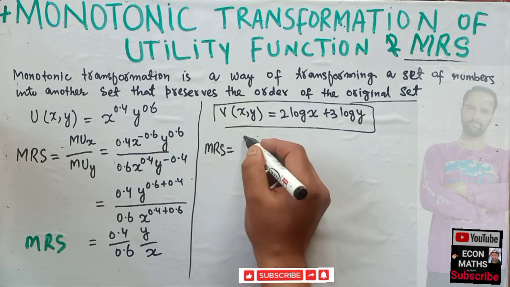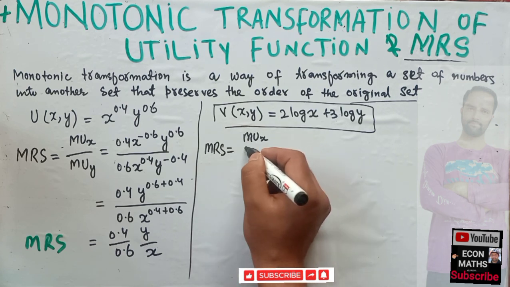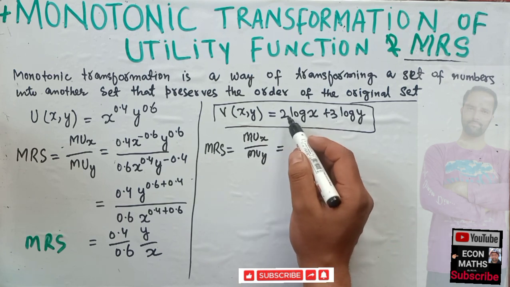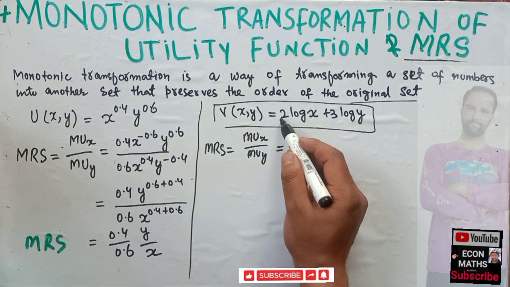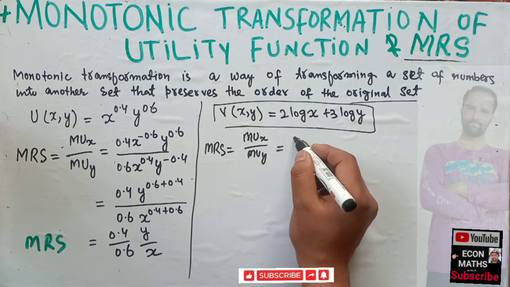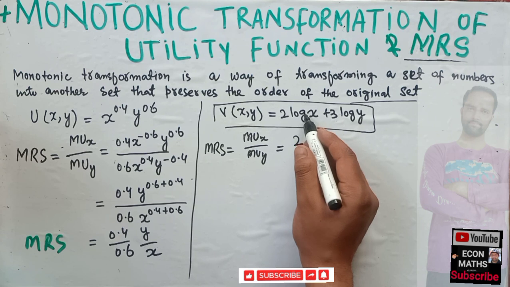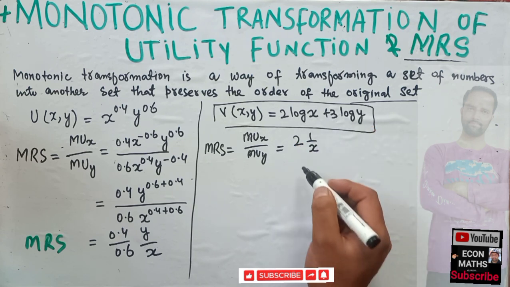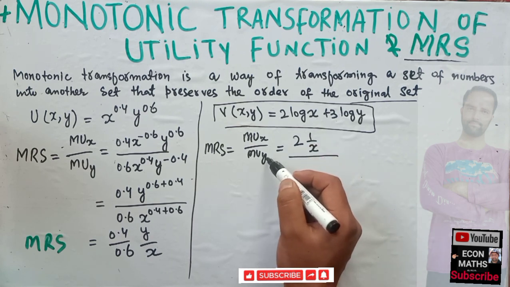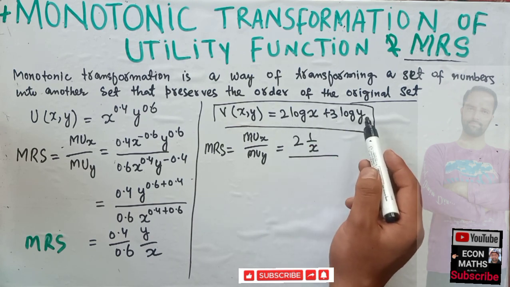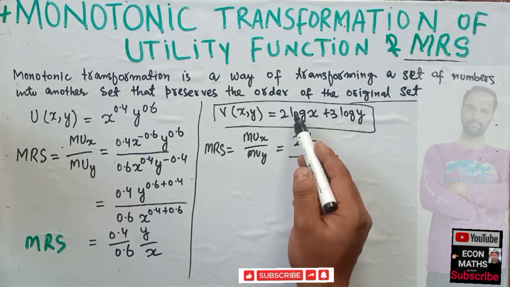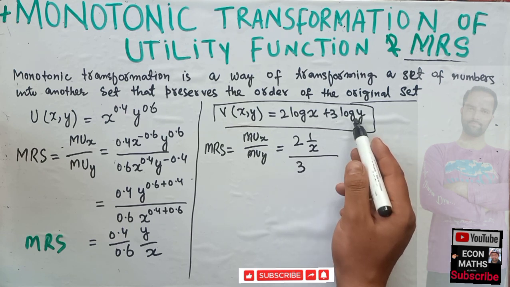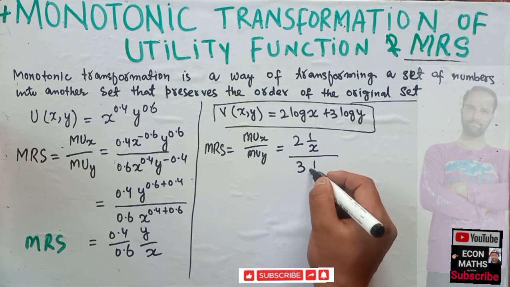Marginal rate of substitution is simply marginal utility of x upon marginal utility of y. Marginal utility of x means taking the partial derivative with respect to x. So we have 2, and the derivative of log x is 1 upon x. Since no x is involved in the second term, its derivative will be 0. Similarly, marginal utility of y means taking the partial derivative with respect to y. Since no y is involved in the first term, we have 3, and the derivative of log y is 1 upon y.